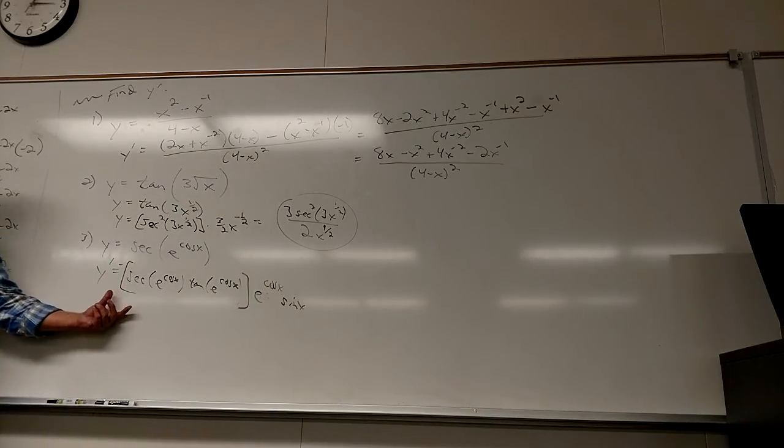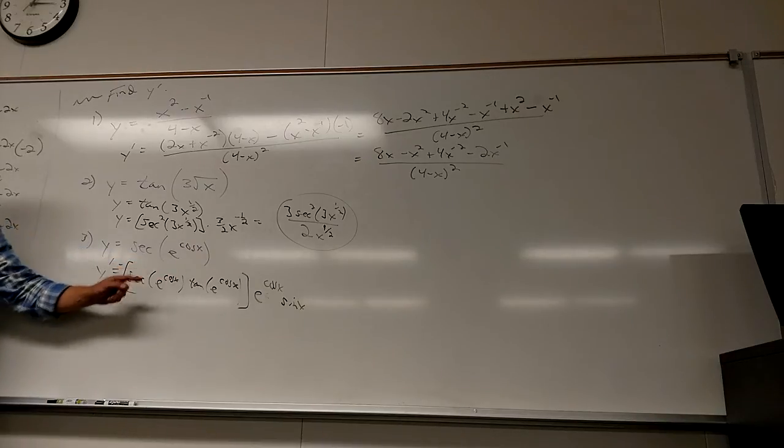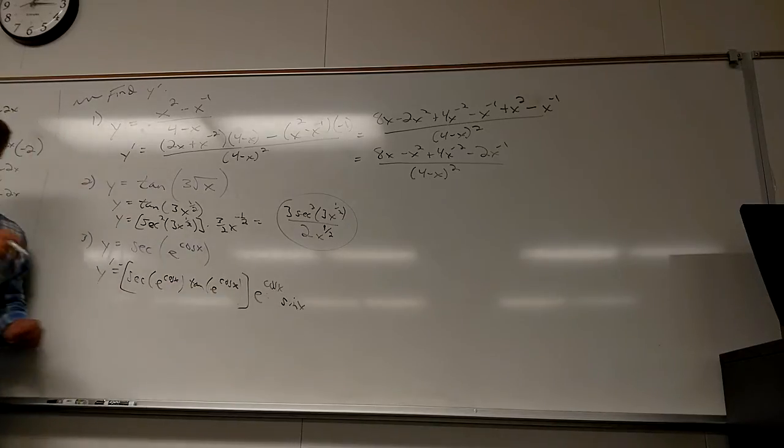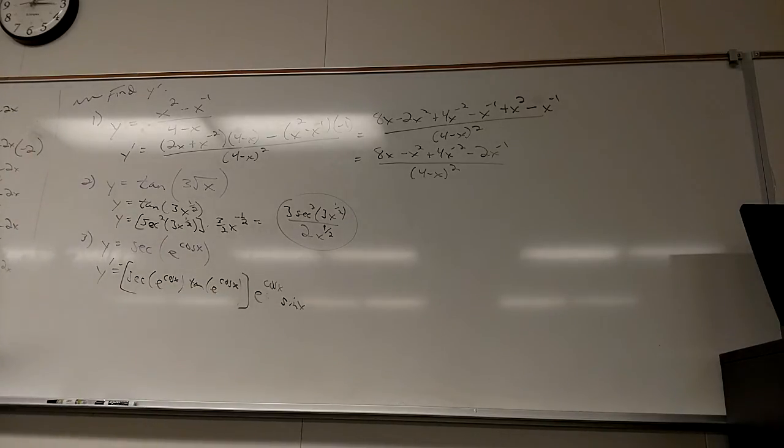E to the cosine x. E to the cosine x times negative sine x. Is that cool? What's up? Yeah. Never mind. Okay.